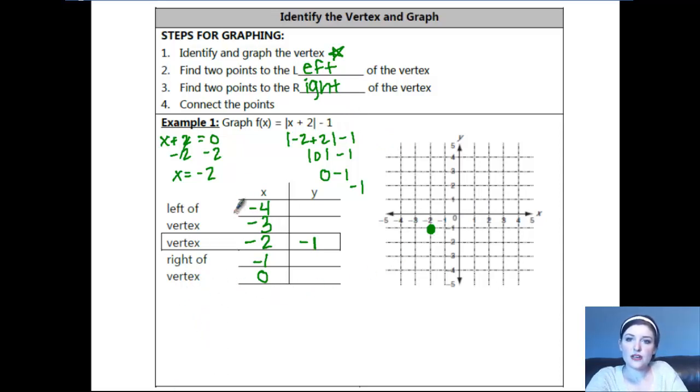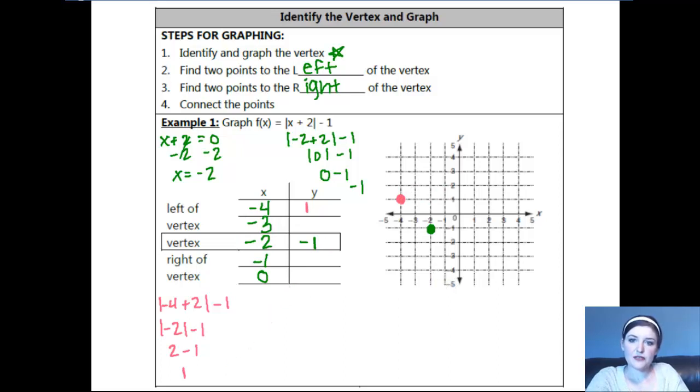So let's start with negative 4. So I have negative 4 plus 2 minus 1. So the absolute value of negative 4 plus 2 is negative 2. The absolute value of negative 2 is 2. And 2 minus 1 is 1. So I have the point negative 4, 1. So we go over to negative 4, and we go up to 1. And put a dot.